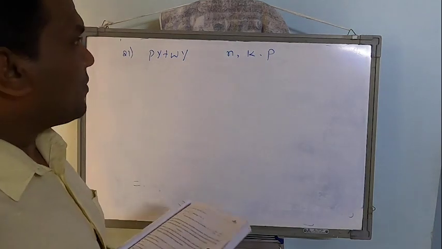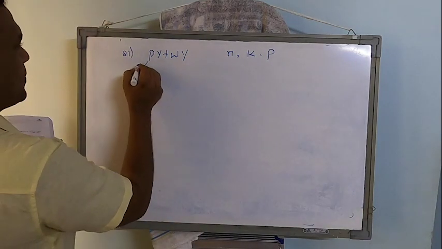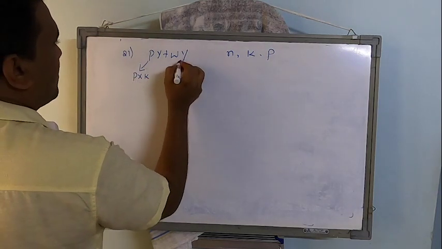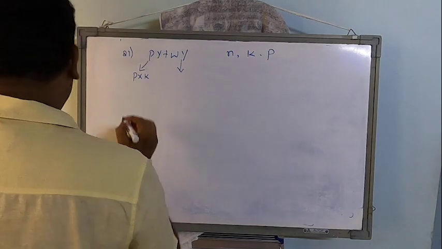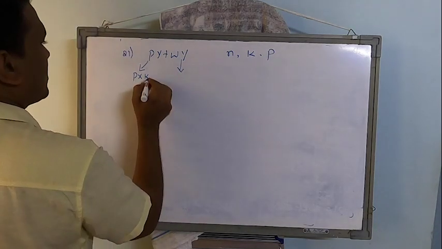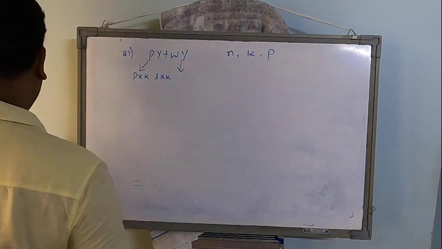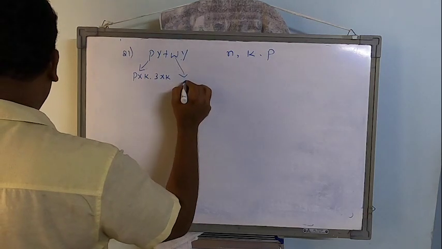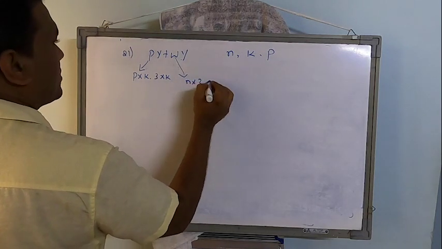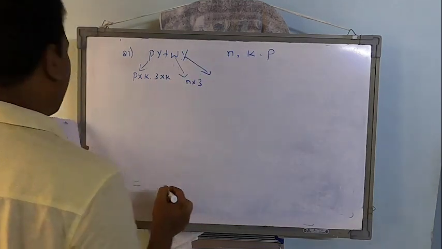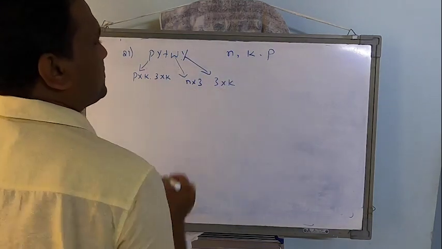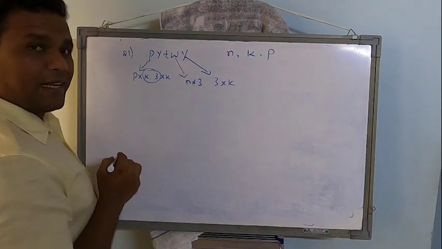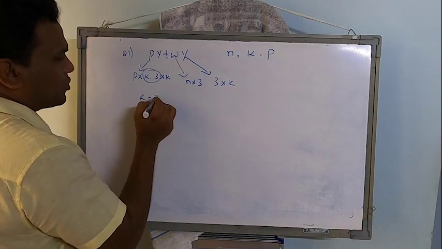First, let us see when I can perform the multiplication. Matrix P order is given as P by K, and matrix Y order is 3 cross K. Then the next one, W. W order is given as N cross 3, and Y order is 3 cross K. Matrix multiplication is possible if these two are equal, which means the value of K should be equal to 3.